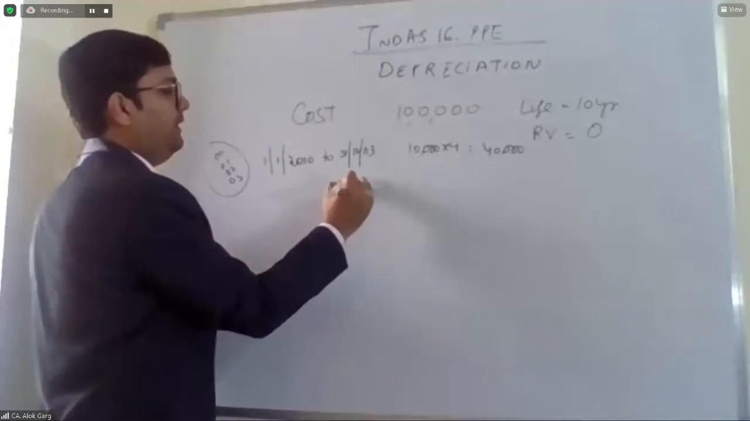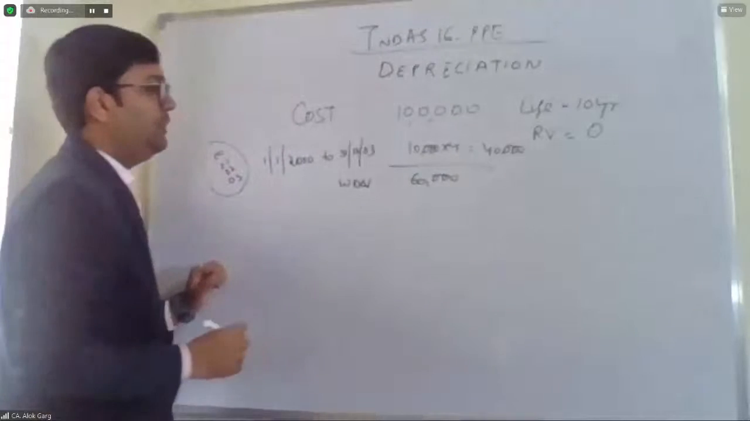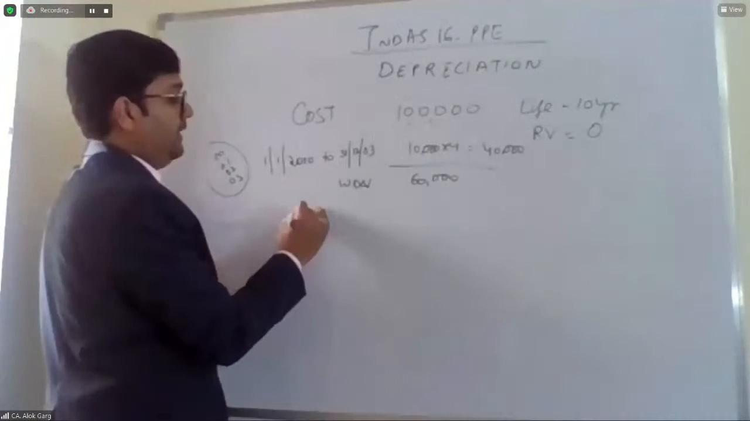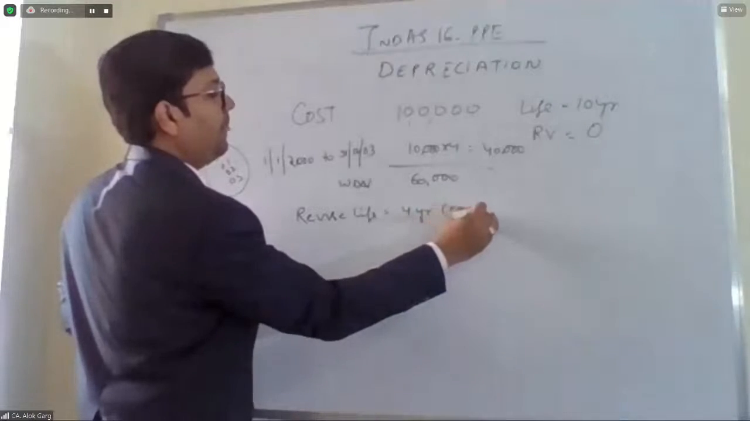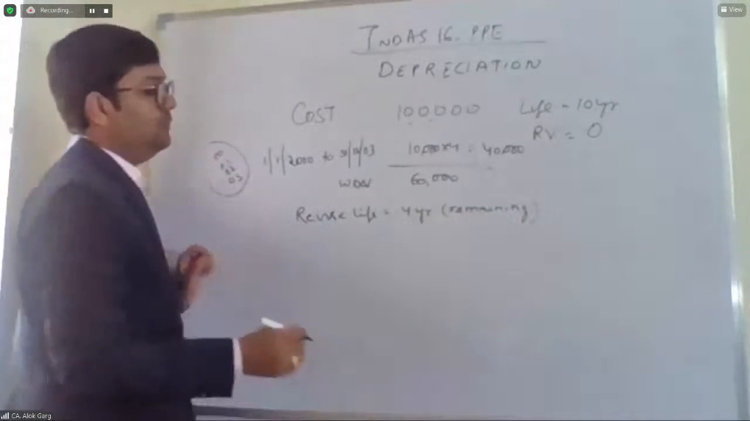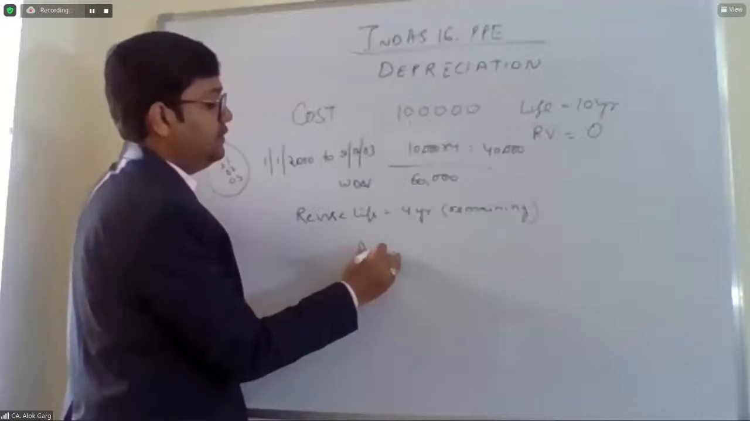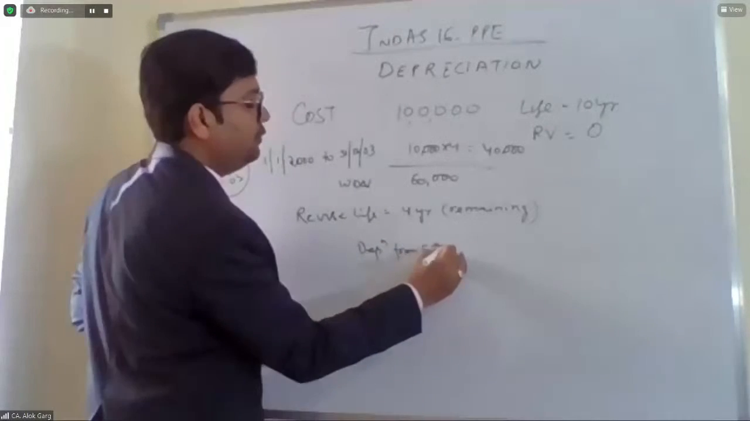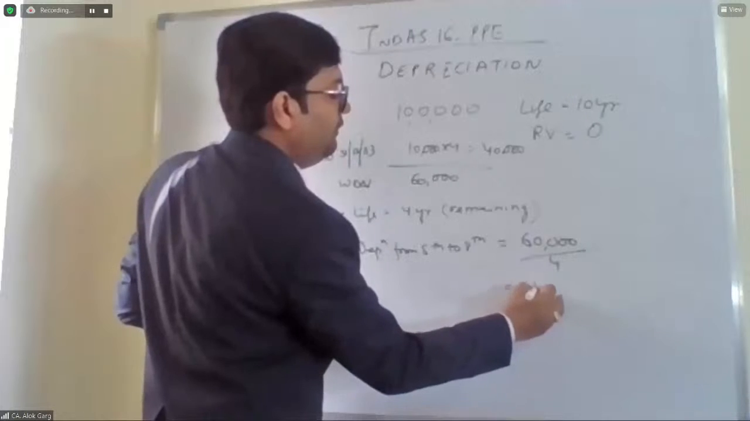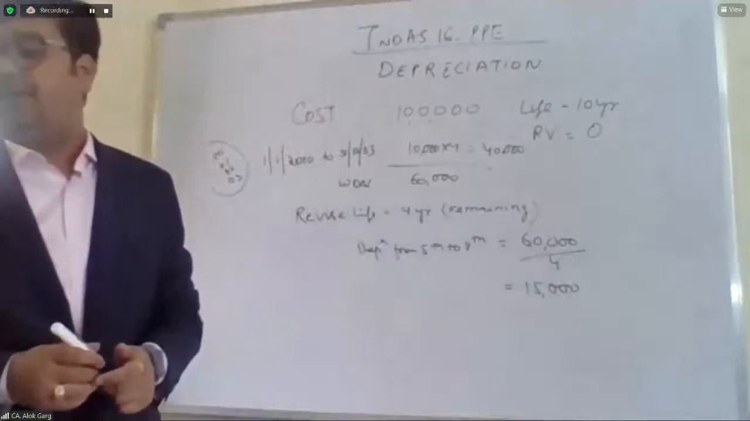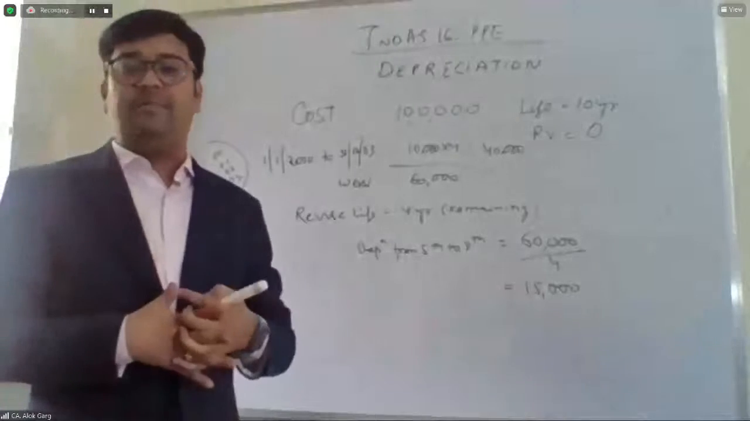Okay. So what is the WDV? WDV at the end of the 4th year is 60,000, that is 1 lakh minus 40,000. What is the remaining life? The revised remaining life is 4 years. So in the next 4 years, the depreciation will be changed prospectively. Depreciation from the 5th to the 8th year will be 60,000 divided by 4, which is equal to 15,000. So this is the accounting treatment. Yes, this will be the accounting treatment.